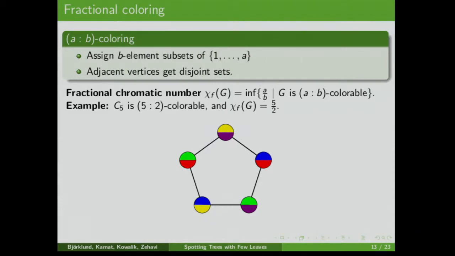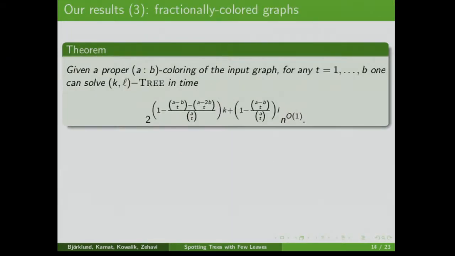I don't know whether you know this coloring, fractional coloring. So you have a colors, and you assign b-element subsets to vertices. And you want the subsets of adjacent vertices to be disjoint. So this is an example that C5 is 5 over 2 colorable, which makes sense. Because if you use classical coloring, then it is not two colorable. But saying that this is three colorable is a little bit too much, because the third color you use only once. So we would like to say this is somewhere in between two and three, and the answer is maybe five halves.